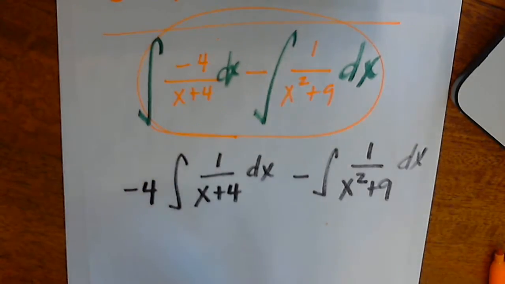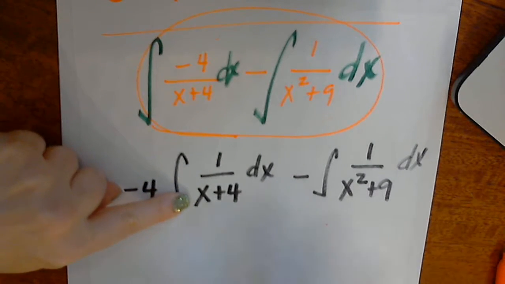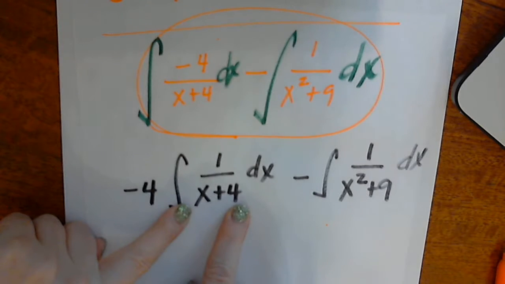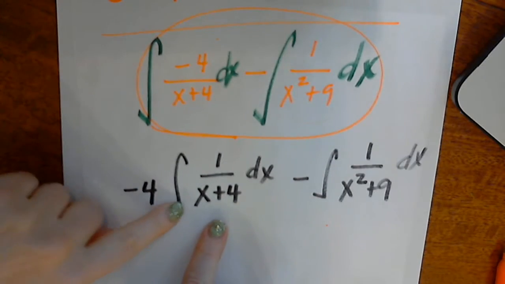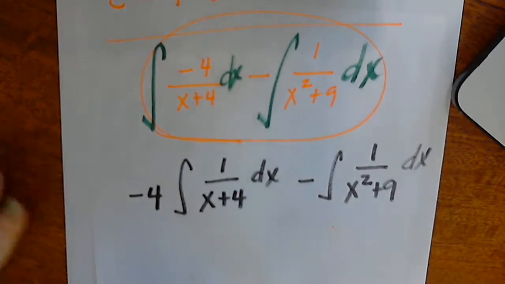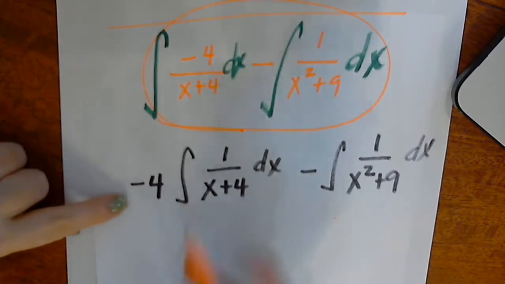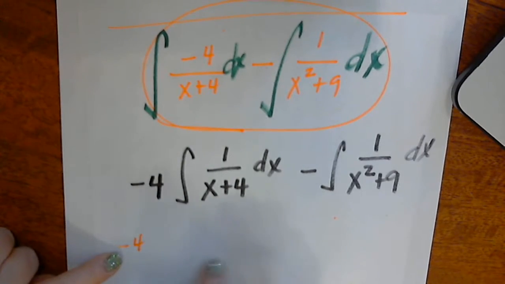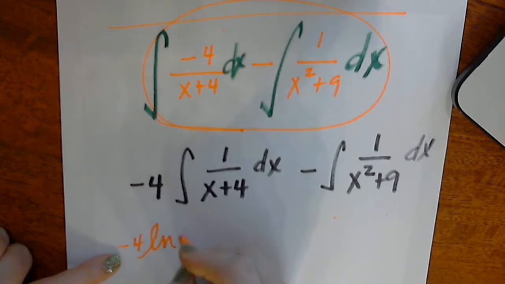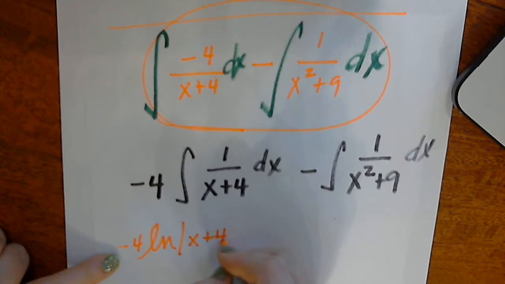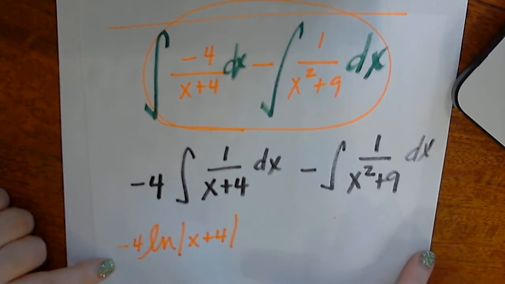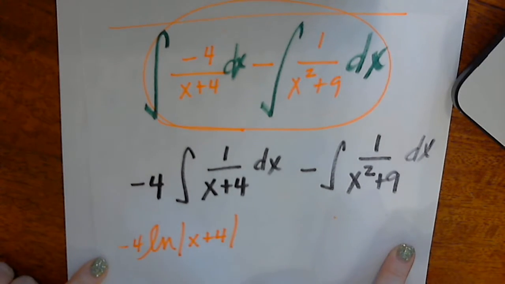If you have 1 over x in any form, and that includes 1 over x plus 4, that is a natural log. The integral of 1 over x is natural log of x in the absolute value form. Also, do keep in mind these are indefinite integrals, and you recognize indefinite because there's no numbers here. That means to include a plus c in your answer. This -4, just carry it down, and it multiplies to whatever we're going to get here, which is going to be natural log absolute value of x plus 4. We're going to add a plus c, but we only need to add it once, so I'm just going to remember to do that at the end.